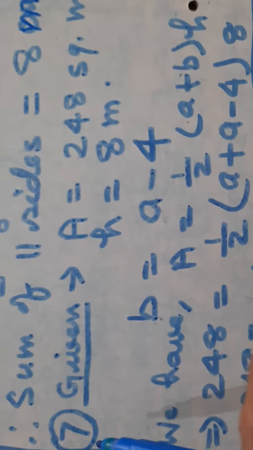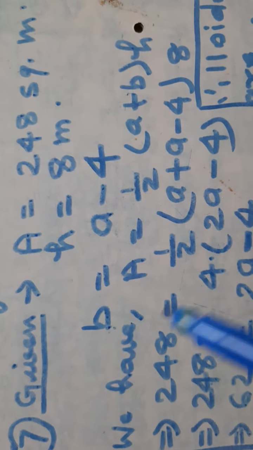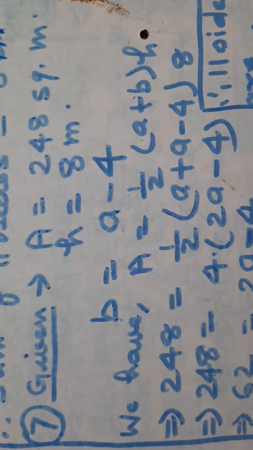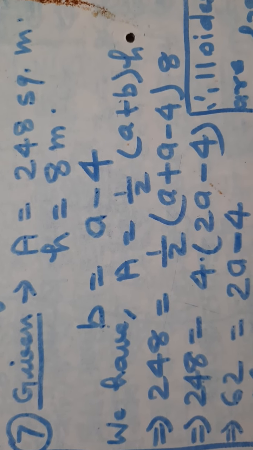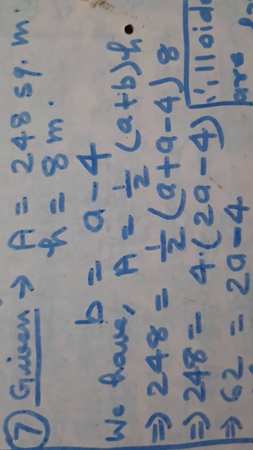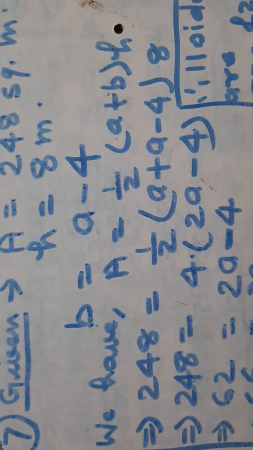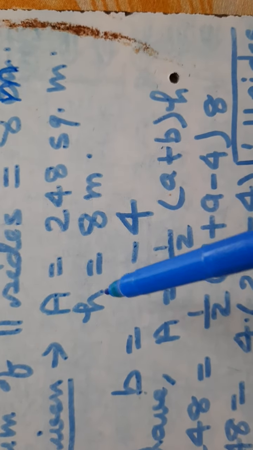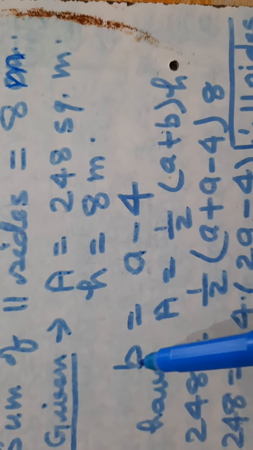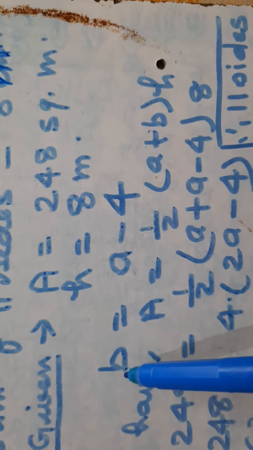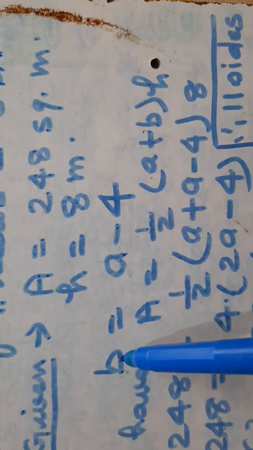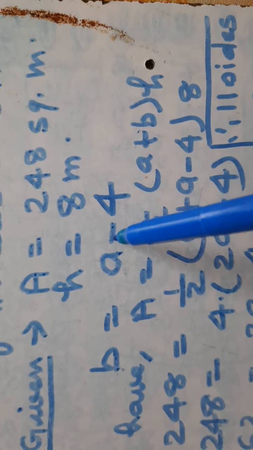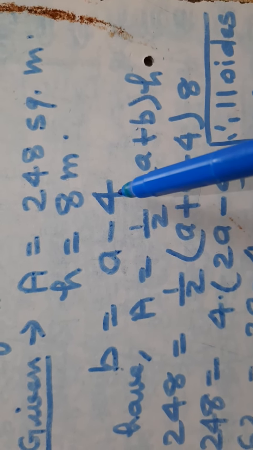Now, question number 7. The area of a trapezium is 248 square meter and its height is 8 meter. If one of the parallel sides is smaller than the other by 4 meter, find the two parallel sides. A is equal to 248 square meter, h is equal to 8 meter. Here given, one of the parallel sides is 4 meter smaller than the other, so b is equal to a minus 4.